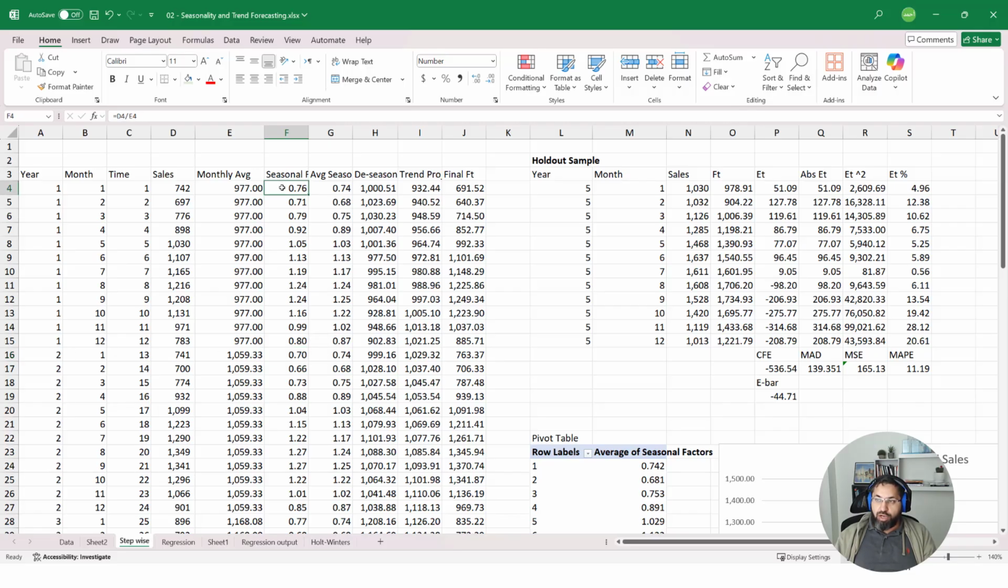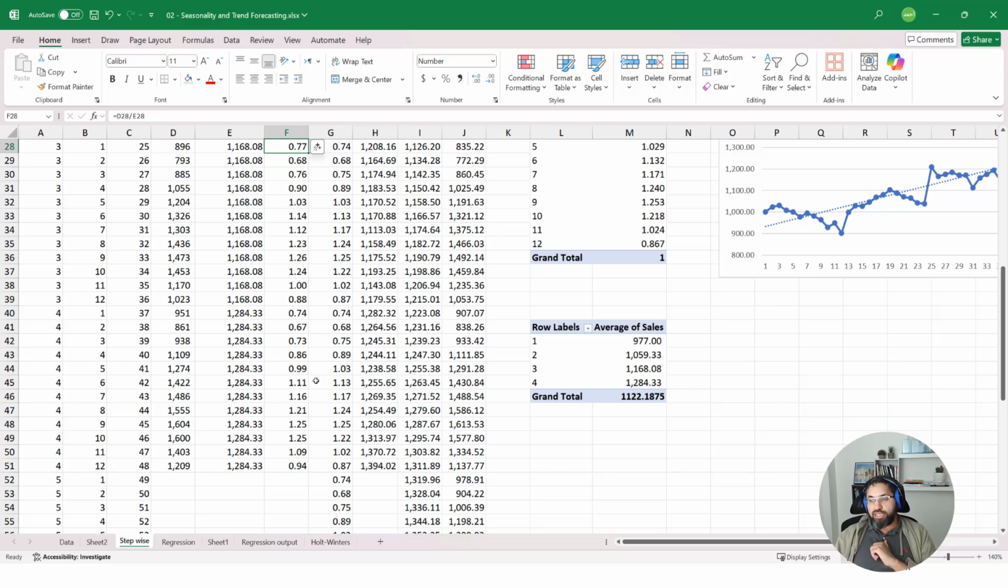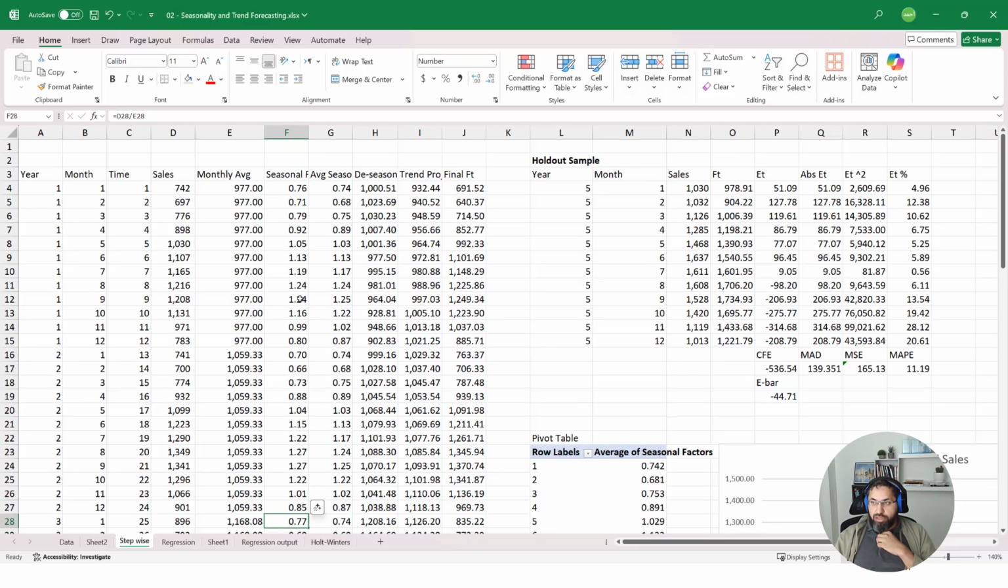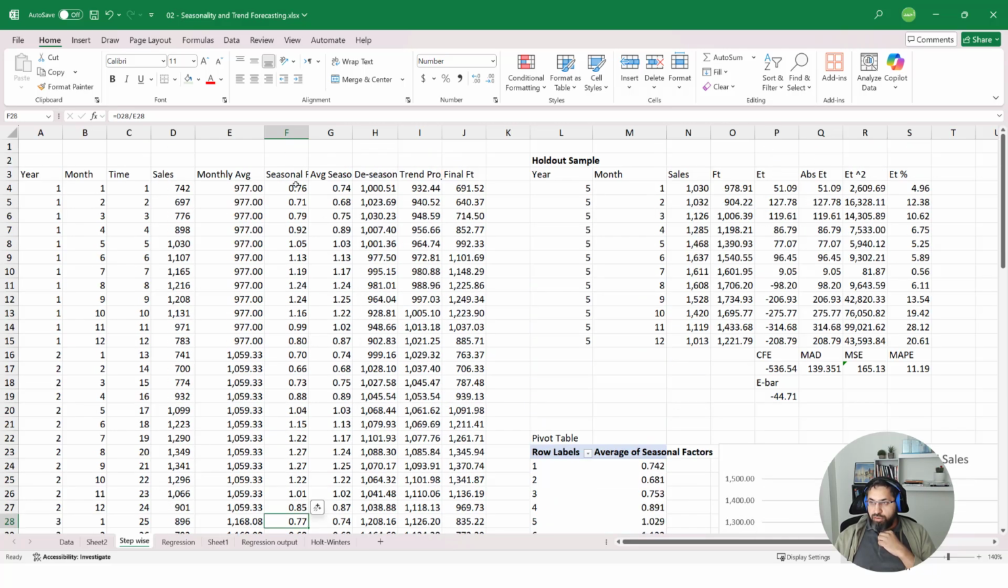So year one was saying that sales in January are 76% of the average monthly sales. But year two is saying that actually 70%. And if you look at year three, it's saying it's actually 77% because there's some noise, there's some variability. Okay. So once we get all of these seasonal factors, what we're going to do is we are going to do it multiple ways.